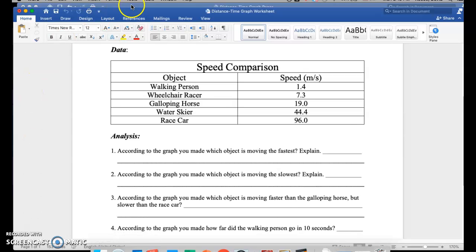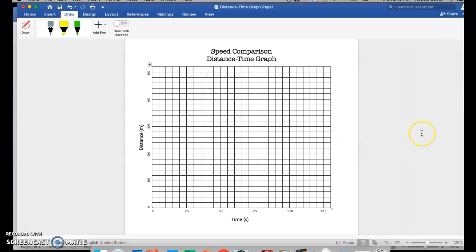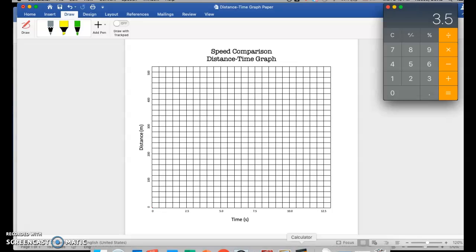I am going to pull up your graph paper. So here is your graph paper. Now mine looks a little different from yours, so I can show you what to do. We are also going to need a calculator. Okay, so I'm going to go back to 0 here. And if you remember, the person was going at 1.4 meters per second.